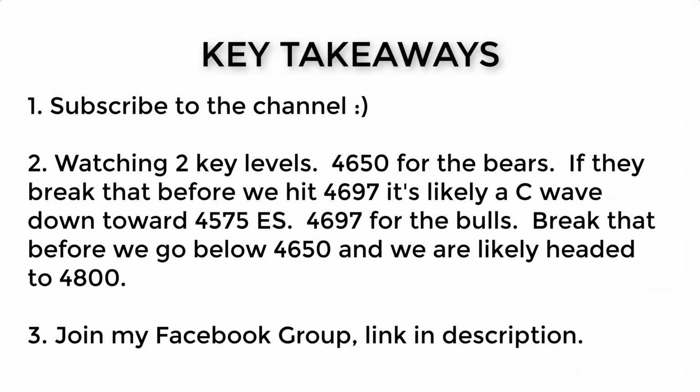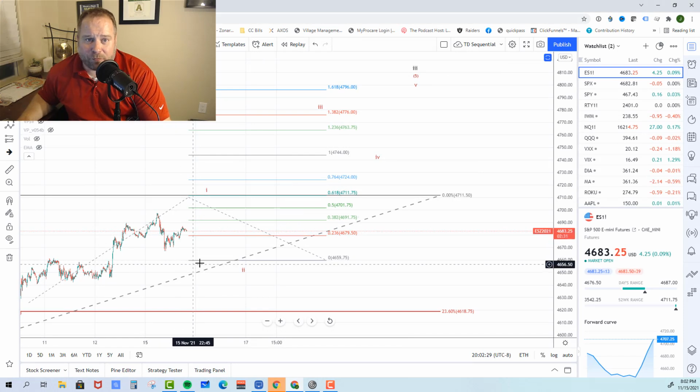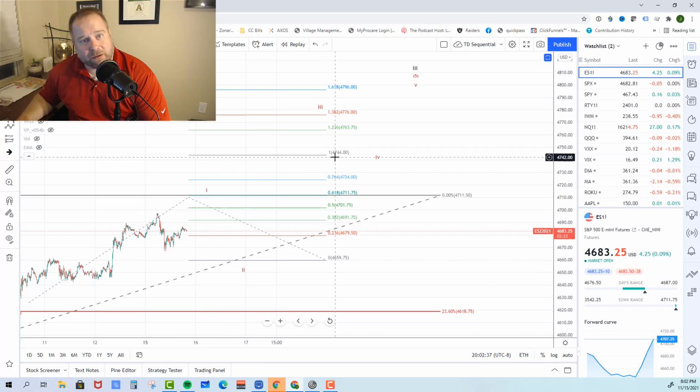Key takeaways for today. We are watching for the market to break this 46.97 level on the way up to confirm we are going to go ahead and complete 1 and start our march toward 4,800. Or we are watching for the market to come down and break 46.50, at which time we would expect the market to fall down towards that 4,600 to 45.75 region in the C wave, then start the march toward 4,800.